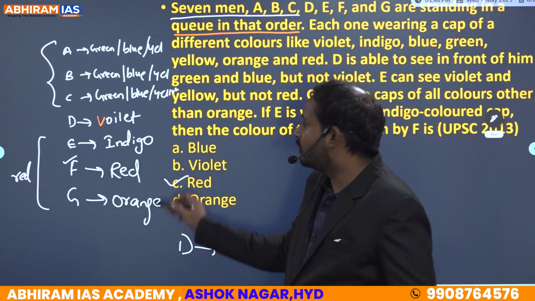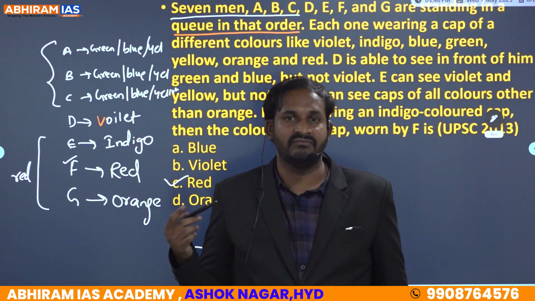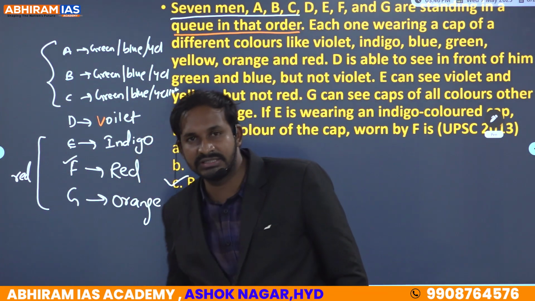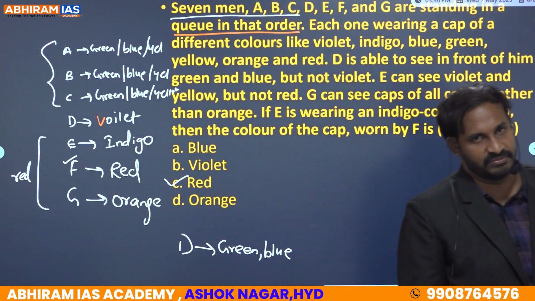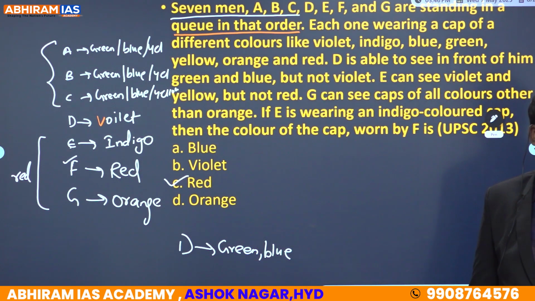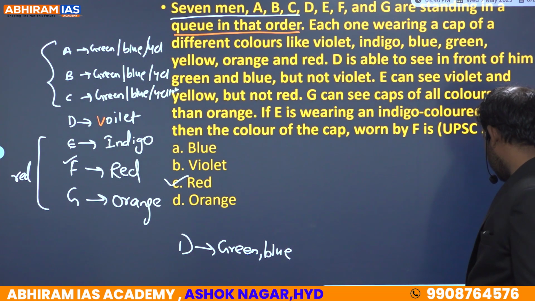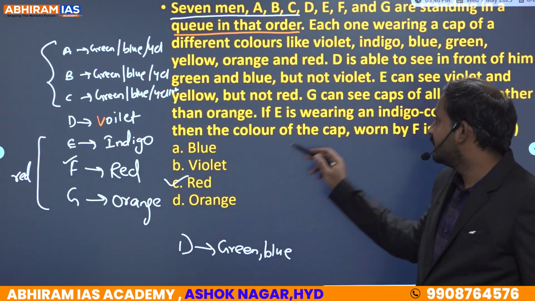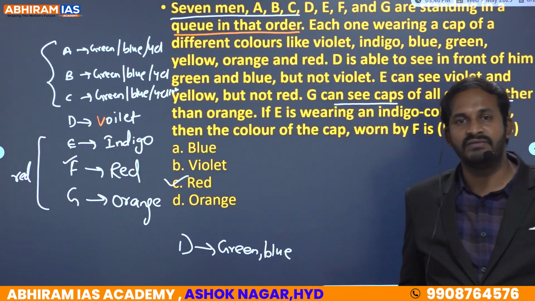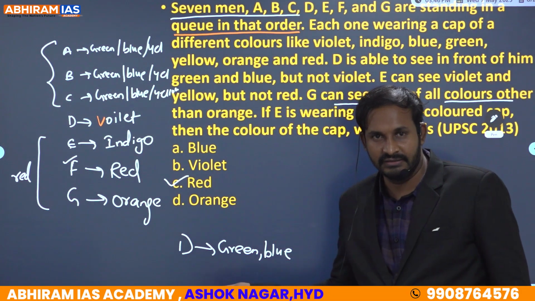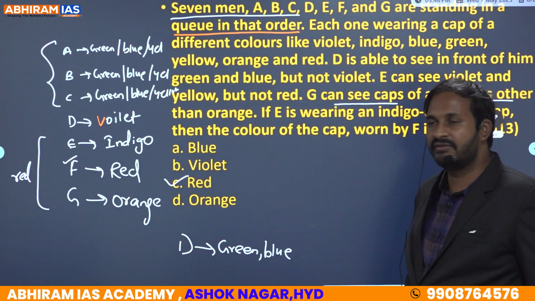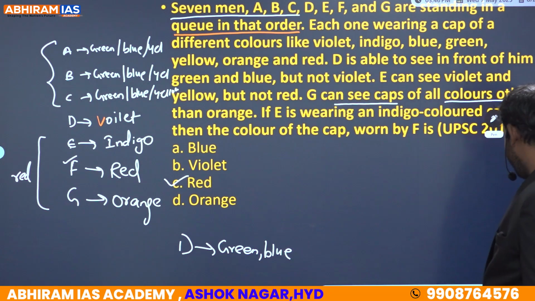Okay. Now one more thing they mentioned is D cannot see violet, but E can see violet. How is it possible? When D wears the violet cap, then only it is possible. And the remaining things we have written according to the given question. Okay, next one. And what are they telling? G can see all caps other than orange. That means the one which was worn by G is orange color. And they mentioned E wears indigo. So the only color left for F is red.